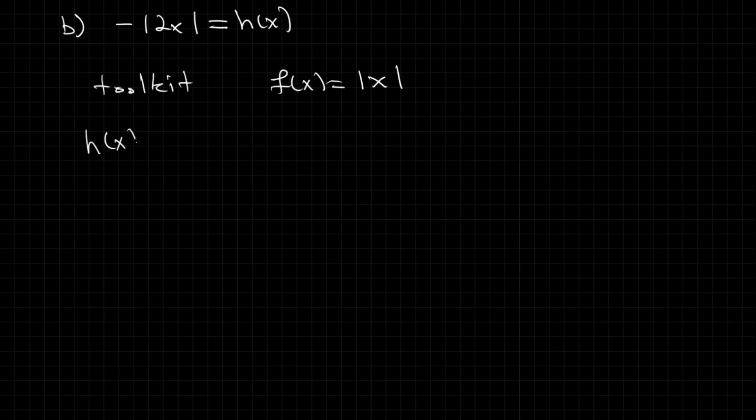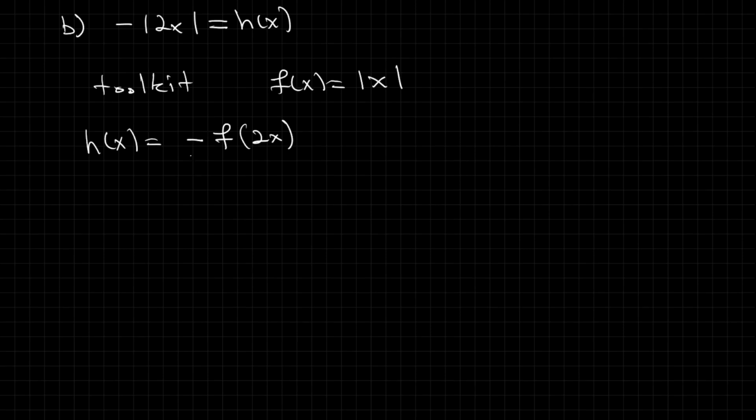So h of x is equal to, now notice this negative is outside of my toolkit function. So I'm going to apply that negative outside. And now absolute value, that's what f does. So I'll write f. And whatever is inside the absolute value is what I'm going to put in the parentheses here. So 2x.